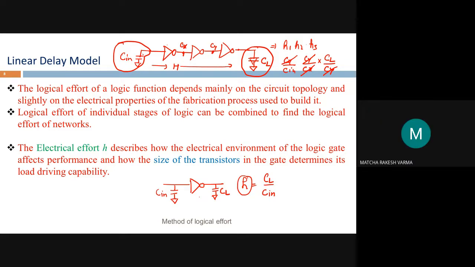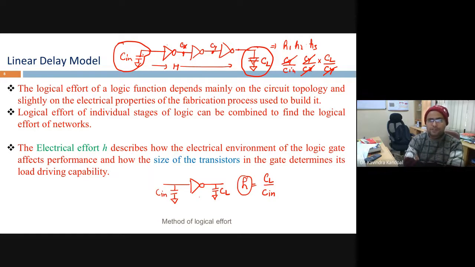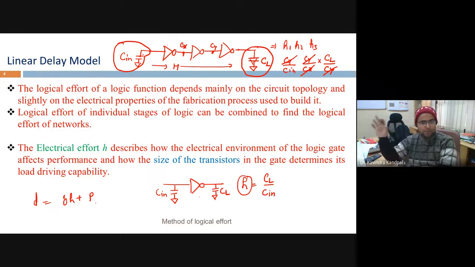Electrical effort totally determines the load condition. If the load capacitance is higher, electrical effort is going to be higher. I told you delay is GH plus P. It is very evident: if my load is higher, my delay is going to be more. If the load capacitance is higher, is the delay going to be more or less? More.